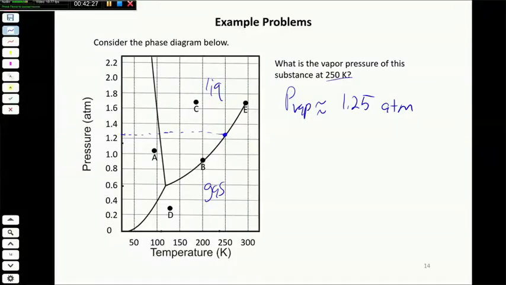Phase equilibrium, maybe not using that terminology. Phase equilibrium is a situation where two phases of matter exist simultaneously, or sometimes three phases of matter. That occurs anytime you're on one of these phase change lines. If you're at any point in the diagram that's on one of these lines, you would be in a situation called phase equilibrium where two phases exist simultaneously.